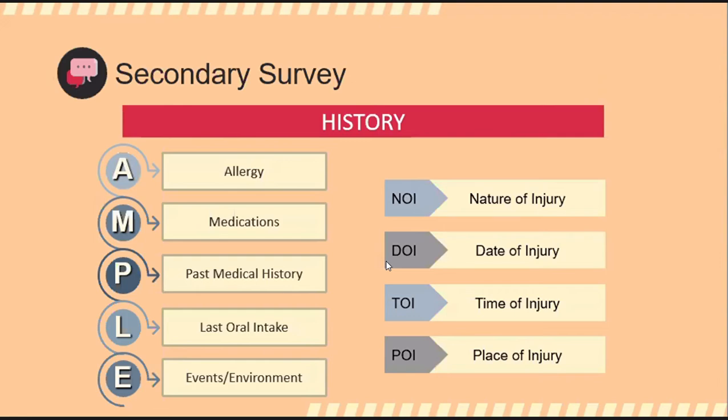Next is secondary survey. So after you have done your ABCDEs, after you have resuscitated your patient, after na-manage mo na yung patient stable, you can do your secondary survey and history. So ito yung mnemonic, yung AMPLE: allergy, medications, past medical, last oral intake, and yung events and environment that may have contributed to the injury of the patient.